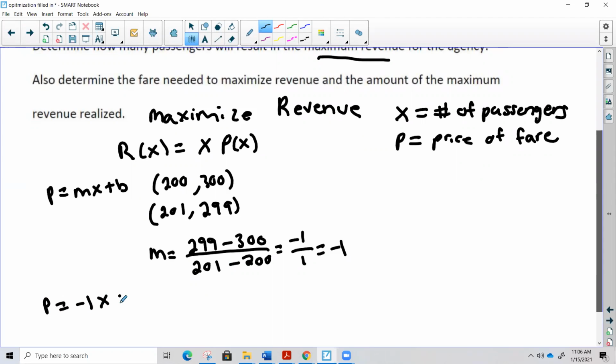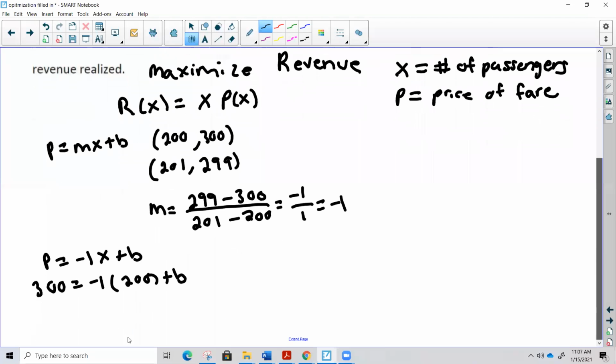So I'm going to place that for my M. And then I need to find B, and you can use either point. I'll just use the 200, 300. So my price was 300. Then my number of people is 200. So I plug those two values in, and then I solve for B. And so I would add 200 to both sides, and I get B equals 500.